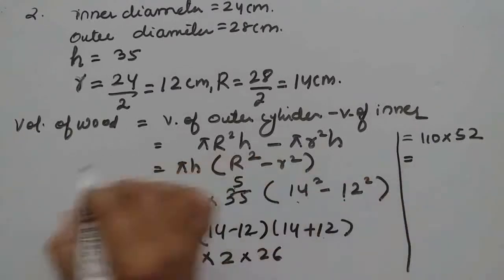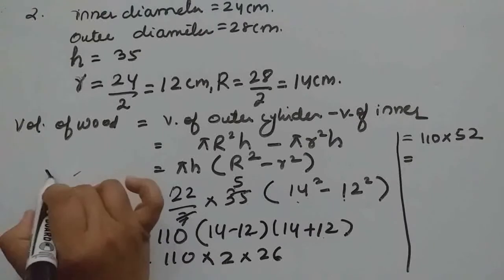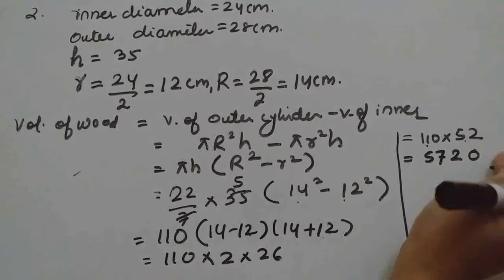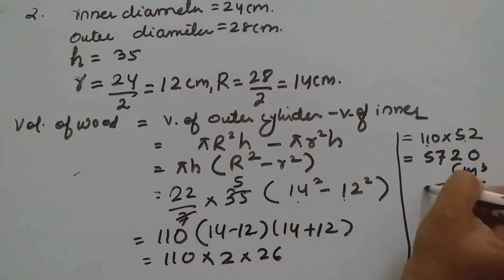Then multiply this. So we can multiply with 11. 11 2s are 22, 11 5s are 55, 55 and 2 is 57. So 5720 centimeter cube. This is the volume.